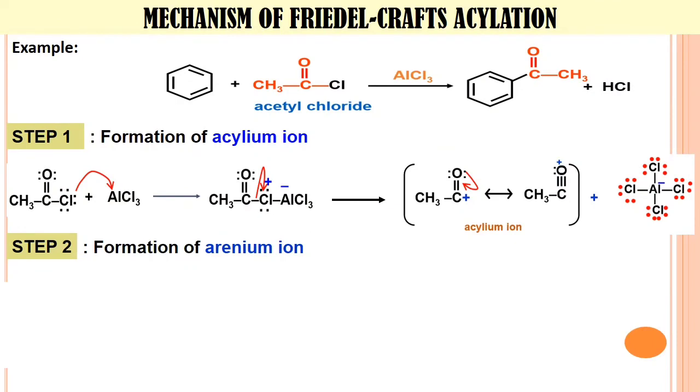Before we look at the mechanism, what we need to do is write the equation first. Baru awak tahu dekat mana nanti nak masukkan acyl group tu kan. Okay, so we know that for Friedel-Crafts acylation, we are going to react benzene with acetyl chloride. Contoh, this is the acetyl chloride. Saya bagi yang paling simple.